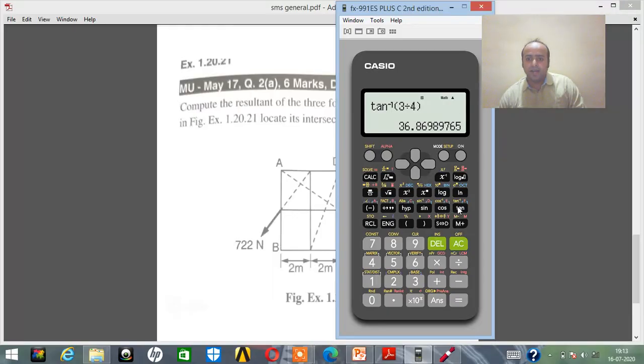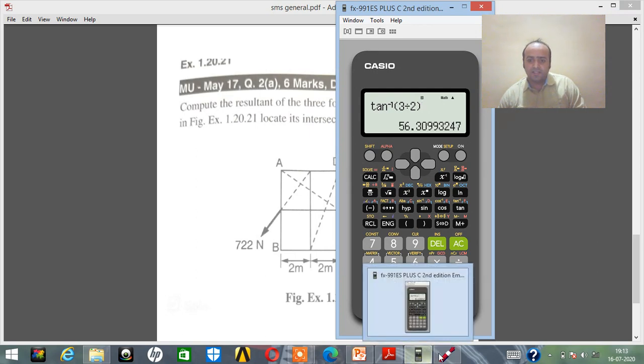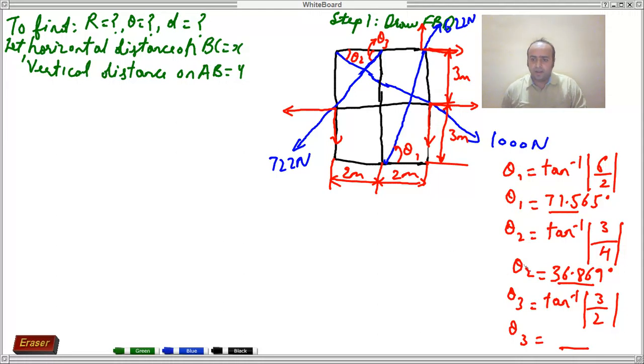Theta 3 is tan inverse of 3 divided by 2. So here it is, 56.309 degrees. I can write it as 56.309, or better, I will be mentioning this as 56.31 degrees. Okay, let us go ahead, and similarly this could have been taken as 36.87 degrees.